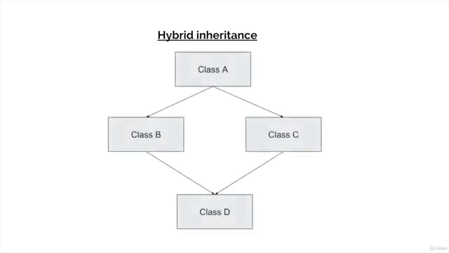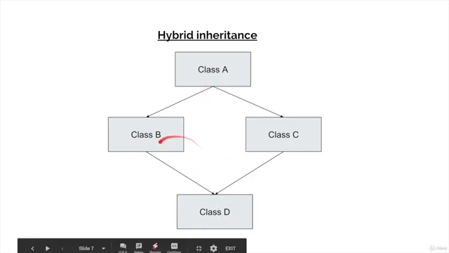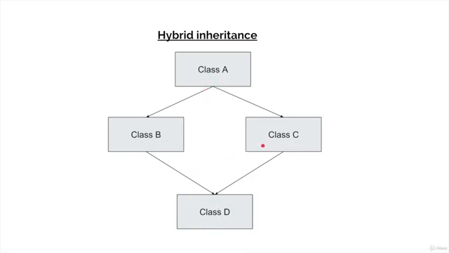Next type is hybrid inheritance. Hybrid inheritance looks something like this. Classes B and C both extend A, and class D extends B and C. So it's a combination of multiple and hierarchical inheritance. This is known as hybrid inheritance.